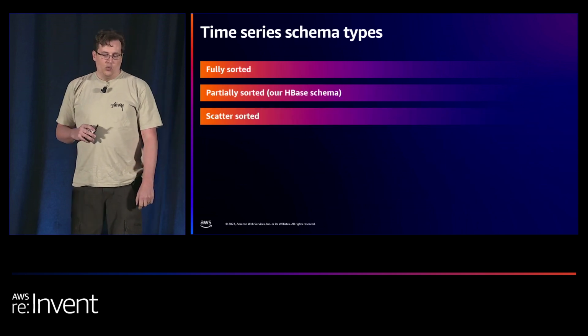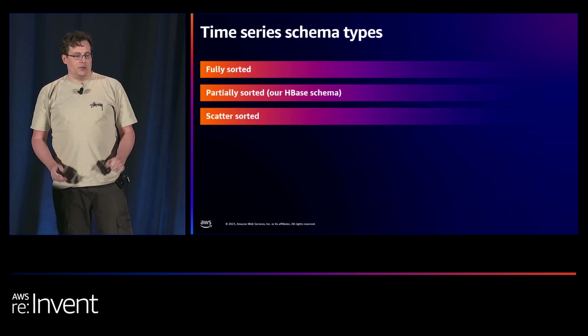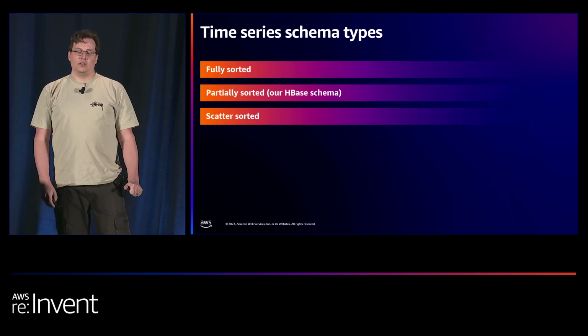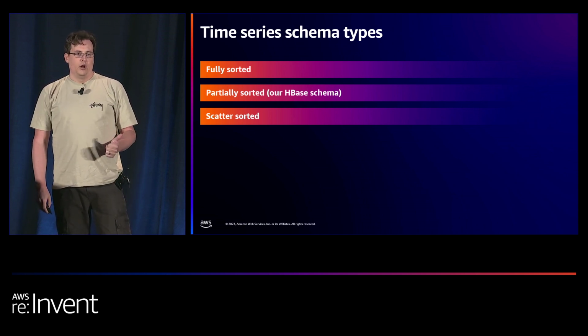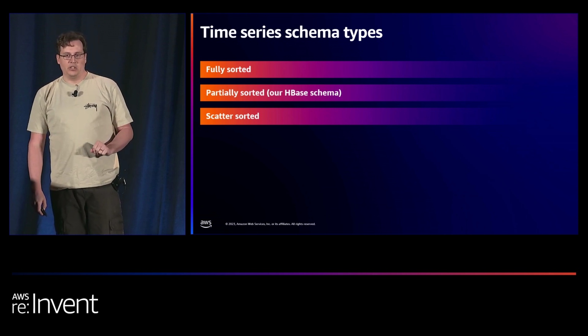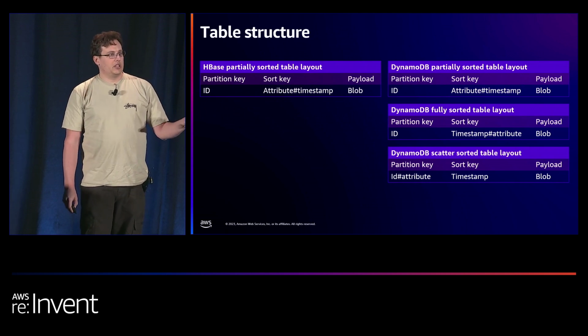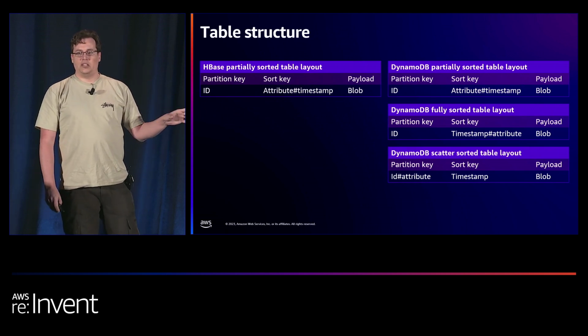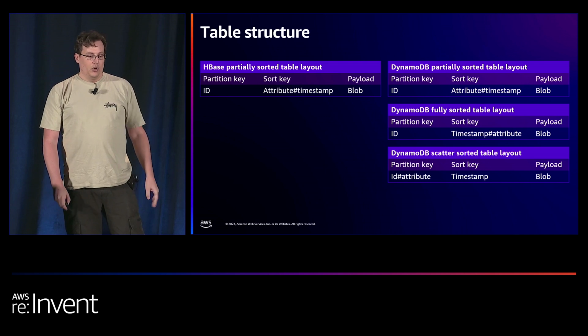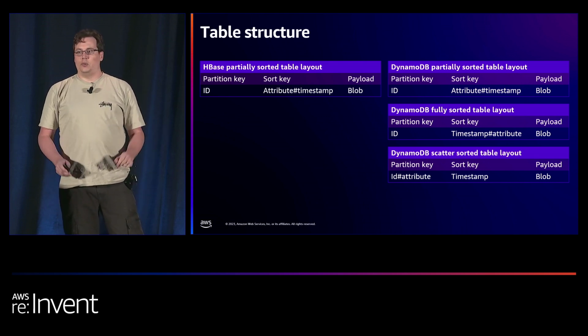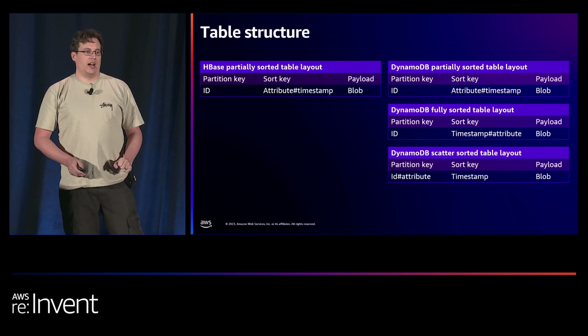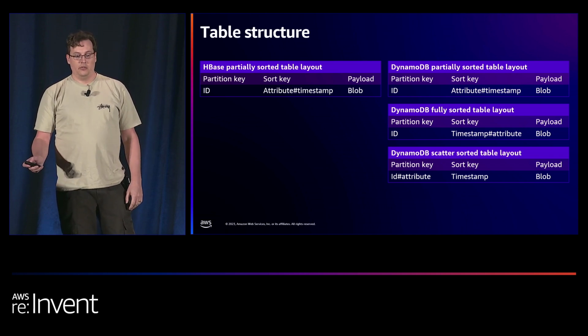And so what we really looked at when we looked to migrate is that we had 3 time series schemas we could consider. What we call fully sorted, partially sorted, which we just saw, and then scatter sorted. And then let's see what these look like as a table structure. And don't worry if these are too much to take on this slide. We're going to walk through each one with a detailed data example. We had to decide which one of these we wanted to implement and which one was going to be best for our application and our customers.